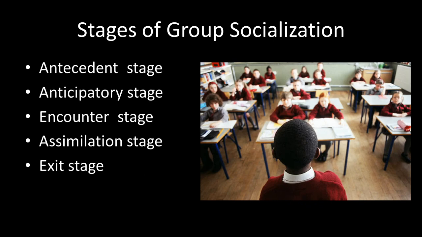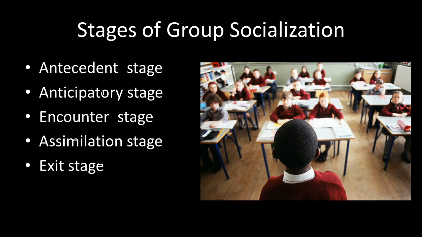And so when we talk about the different stages of group socialization, there are a couple of key stages that, from a theoretical perspective, fall into place. First is the antecedent phase, and this is the stage in group socialization during which members bring previous experiences, attitudes, beliefs, motives, and communication traits to the group process.